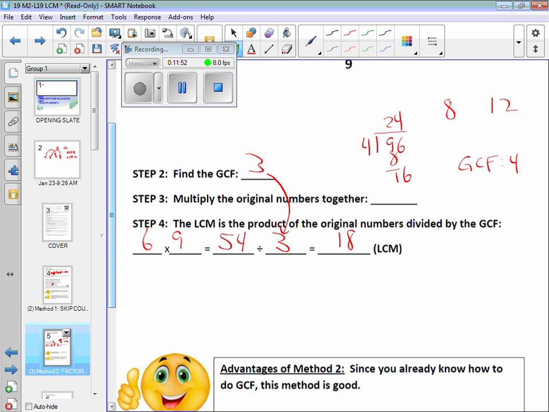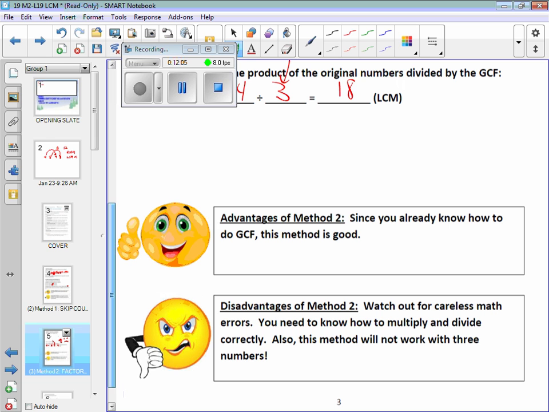LCM of 8 and 12 is 24. We knew it because we did it already. Okay? We just do it that way? Method 2. I'm going to show you another method. Okay? Wait, what's the disadvantage?